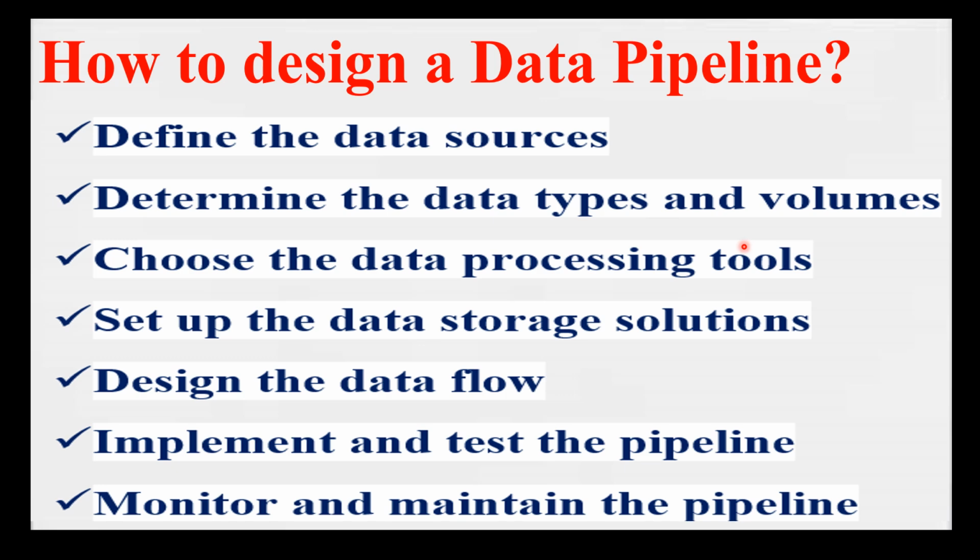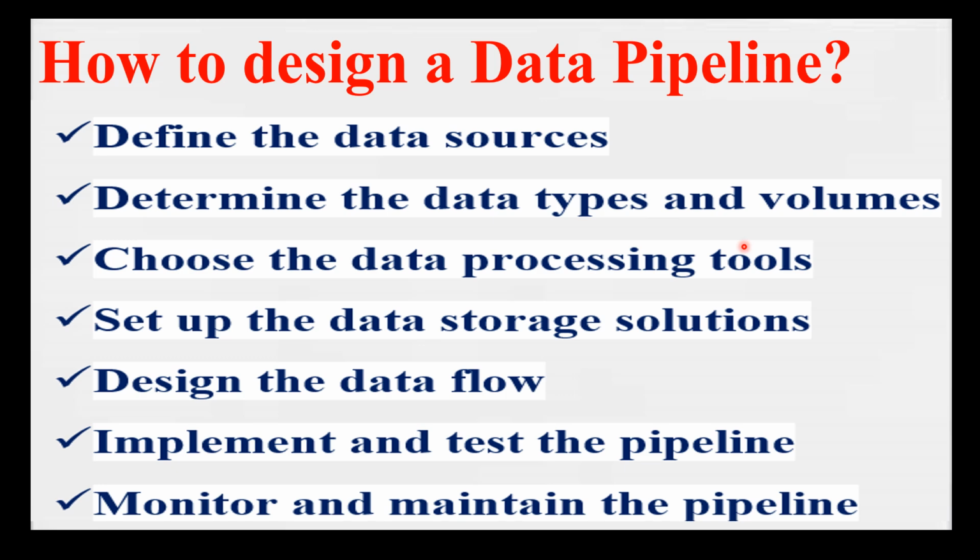Then we set up the data storage solutions, where we choose the storage solutions that can handle the data volumes and types, which could include databases, data warehouses, or data lakes. For example, Amazon S3, Google Cloud Storage, or Snowflake can be used for data storage solutions. Then we design the data flow, where we define the sequence of steps that will process and move the data from its source to destination, and this may involve tasks like data extraction, transformation, validation, and loading. For example, data is extracted from a social media API, transformed to fit the desired schema, validated for quality, and then loaded to a data warehouse.